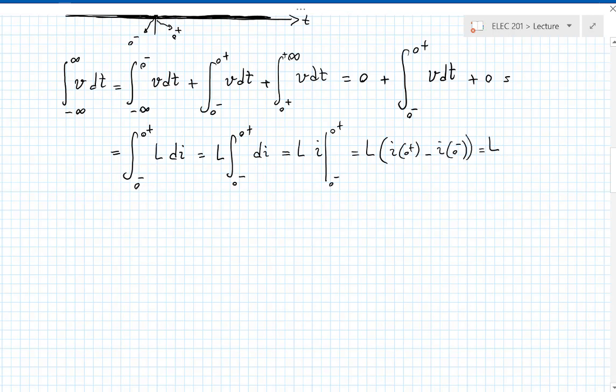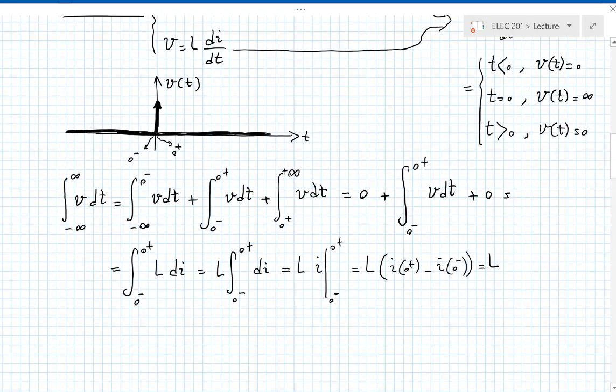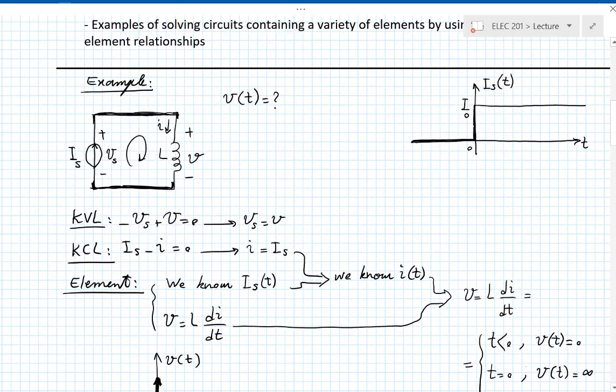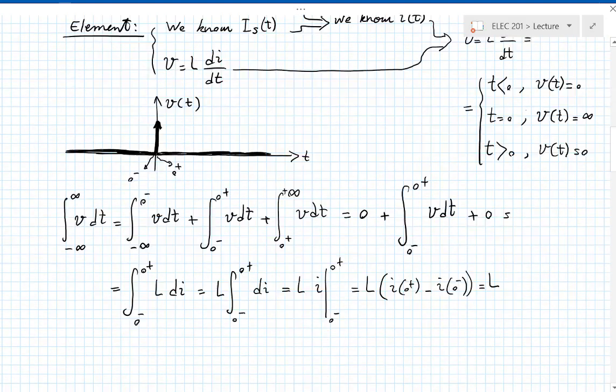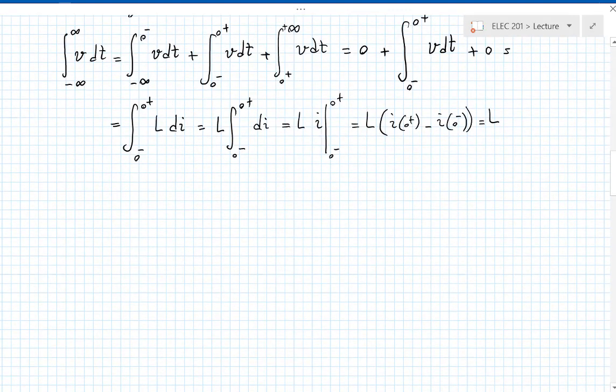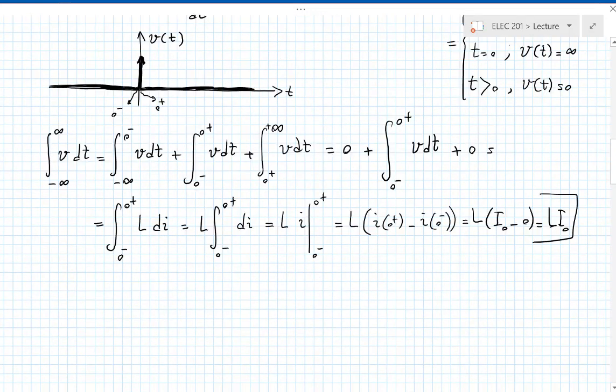Which is L times... now, what is i of 0 plus? It's that I naught, right? Just after 0, the value of the current is I naught. What is i of 0 minus? It's 0. So L times I naught minus 0. OK. Things of this nature happen quite frequently. To deal with the discontinuity over time, doing an integration like this is not uncommon. So I just wanted to show you an example.